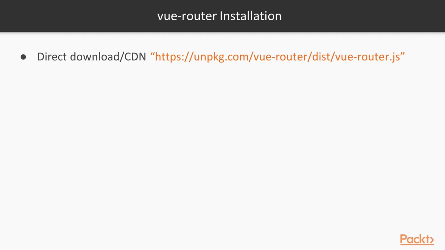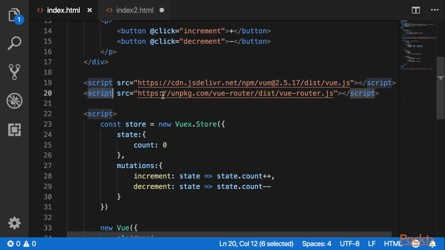Similarly, for vue-router installation, we can use direct download/CDN, or we can use npm. For the direct download/CDN, we will use unpkg.com distribution as well. You can include a script with the source of unpkg.com/vue-router/dist/vue-router.js. Once you include that to your script, you can initiate a new VueRouter.